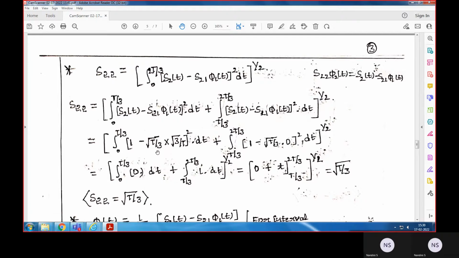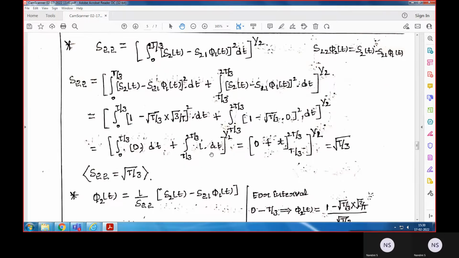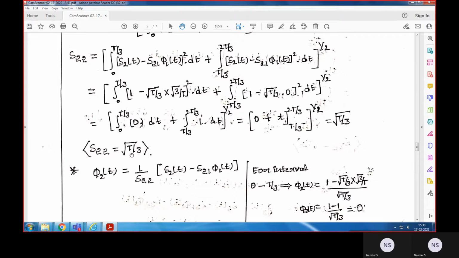Integration of 0 is 0. The first term is 0. And the second term here is 1 minus 0 into root 3 by 2. So 0 into 1 minus 0 is 1 itself. The integration of 1 is t, and applying the limits from t by 3 to 2t by 3, 2t by 3 minus t by 3 is t by 3. Under the root, t by 3, S22 is root of t by 3.